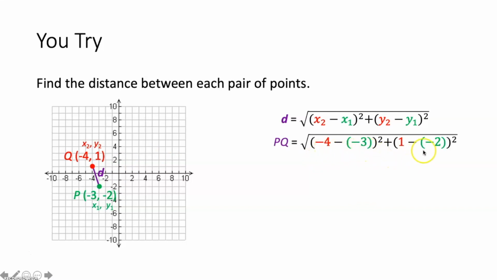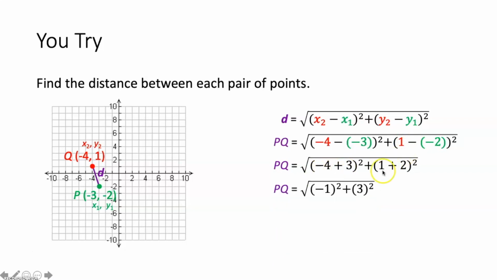We do the parentheses first. So -4 minus -3 is the same thing as -4 plus 3. Same thing over here: 1 minus -2 is the same thing as 1 plus 2. So what's -4 plus 3? That's going to be -1. And what's 1 plus 2?